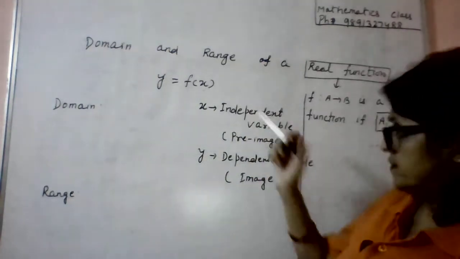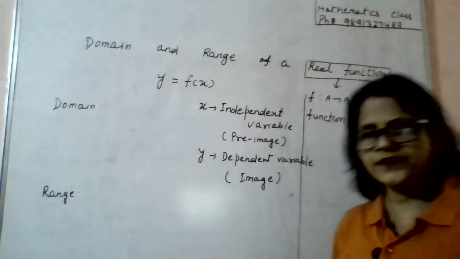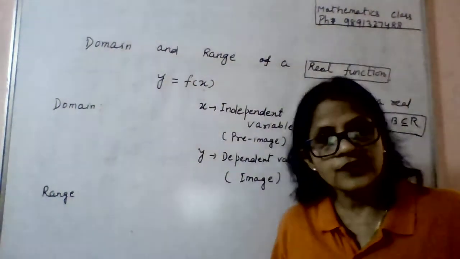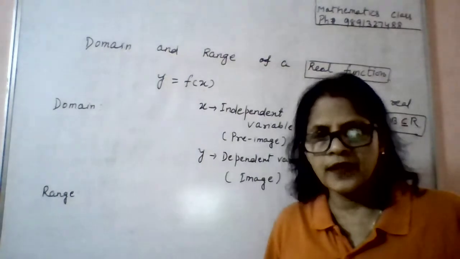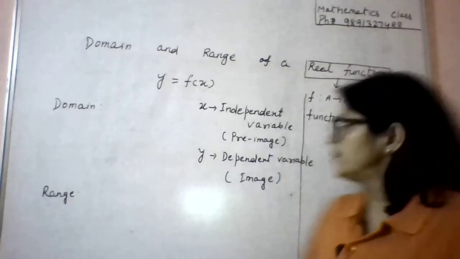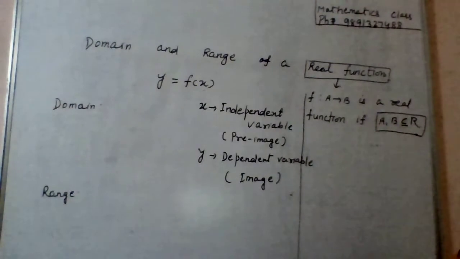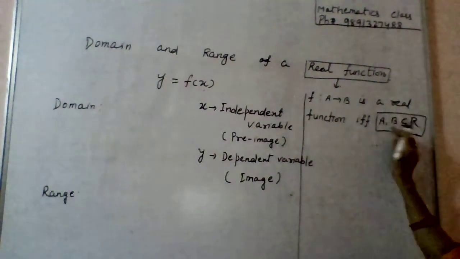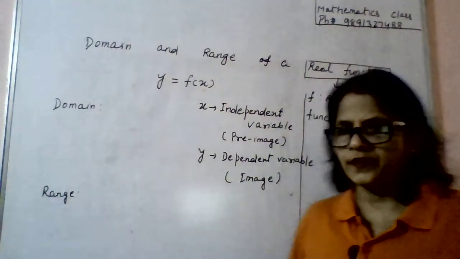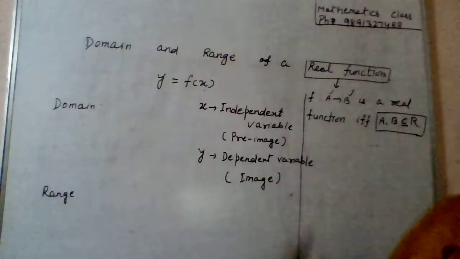So the topic is domain and range of a real function. So we are considering real function. What is a real function? The function is real if its domain and codomain are subsets of the real number set. It means f from A to B is a real function if and only if A and B are subsets of the set of real numbers. It means domain and codomain are subsets of real numbers, right?